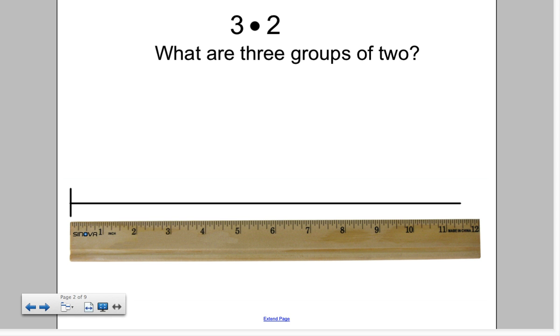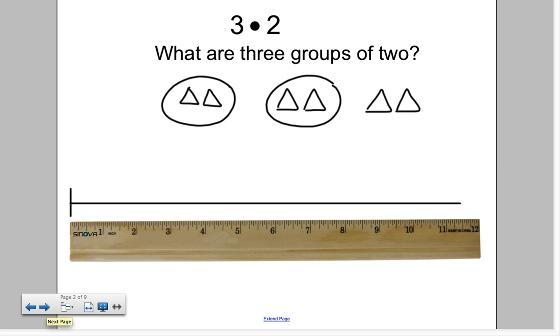One way that we can show this is maybe with a picture. I might start with 3 groups of 2. I'm going to use triangles here, and I'm going to make 3 groups of 2. You can see as I'm drawing that I'm making 3 groups of 2. Here's one group, 2 groups, and 3 groups of 2, which gives us a total of 6 objects, or 6 triangles in this case.